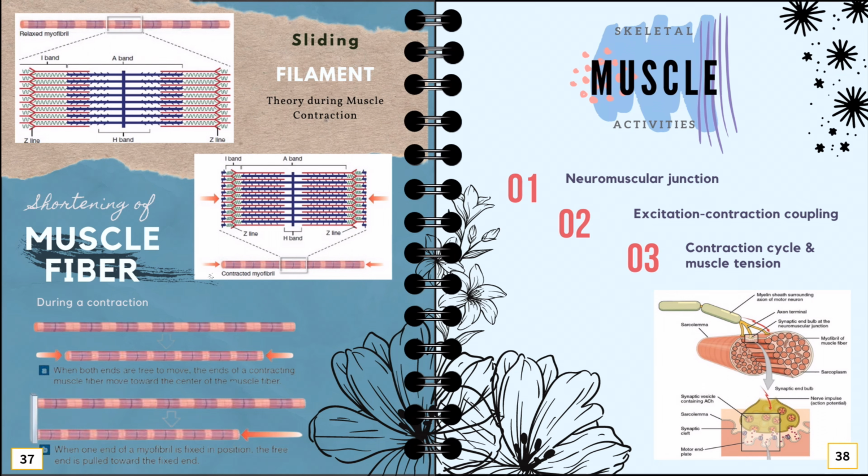There are three things in skeletal muscle activities: neuromuscular junction, excitation contraction coupling, and contraction cycle and muscle tension.